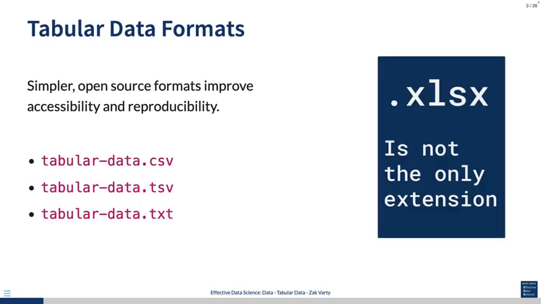As we've seen already, an Excel spreadsheet isn't the only possible file extension to use when working with tabular data. We actually have a preference for simpler, more open source formats that allow us to improve the accessibility and reproducibility of our workflows. These are things like CSV, TSV, and plain text files. And we're going to consider how to read each of these into our working environment.